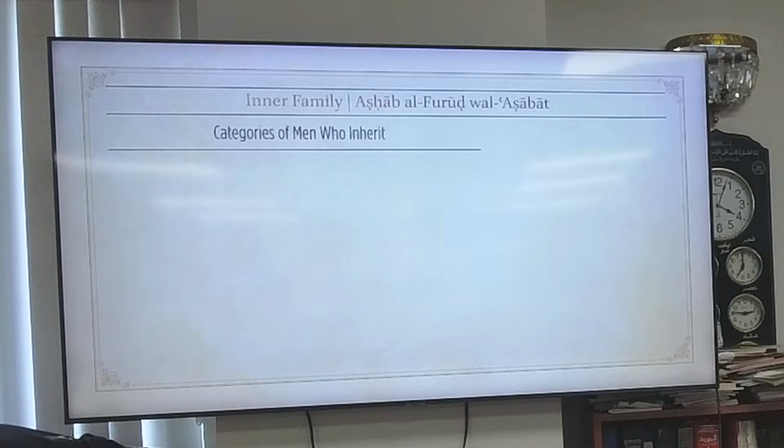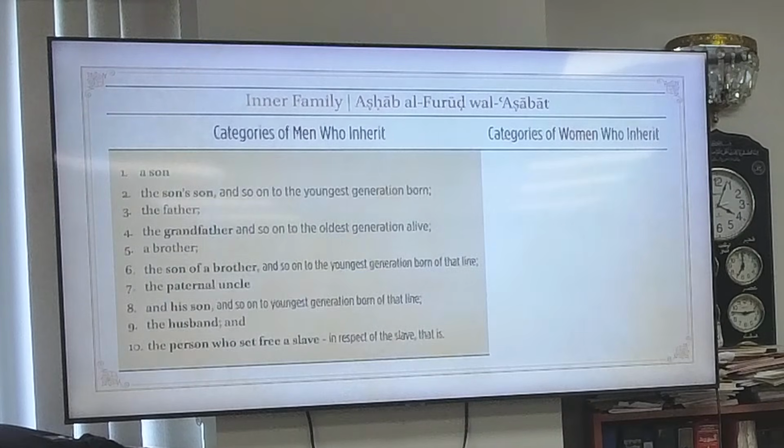And so if we look at ashab al-furud wal asabat, there are 10 categories of men who inherit that can be expanded to 15 people. Who are they? The son, the son's son, and so on to the youngest generation born. The father, the grandfather, and so on to the oldest generation alive. Brother, the son of a brother, the paternal uncle, and his son, the husband, and the person who set free a slave.